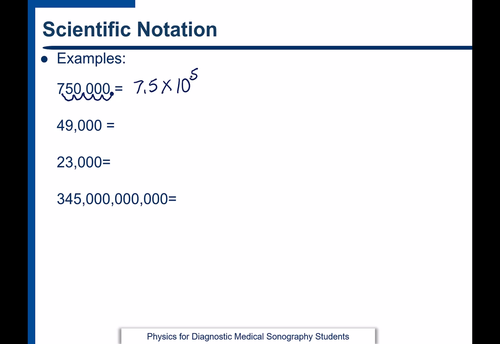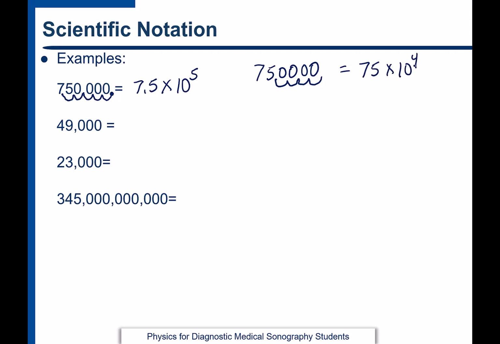to the 5th. Now you might say, why do I move it that many places? What would happen if I moved it 4 places? In other words, what if we had taken that 750,000 and I had moved it 1, 2, 3, 4? Well, then I would have 75 times 10 to the 4th.